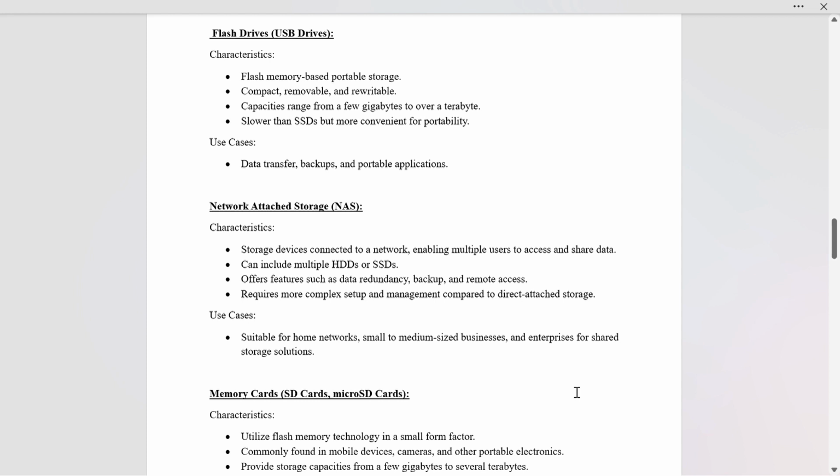This NAS is suitable for home networks, small to medium sized businesses, and enterprises for shared storage solutions.